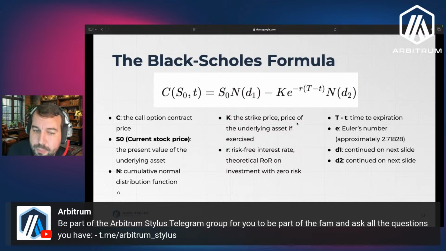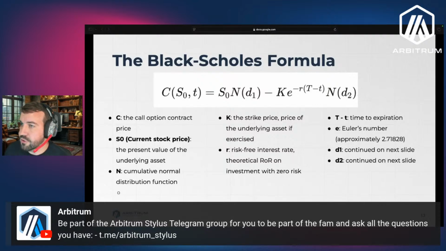K is the strike price, or the price of an underlying asset if exercised. So if the current price of an asset is $100, the strike price might be $105. We've got the option to buy the asset for $105 a year from now, and we're speculating that the asset price will be worth well over $105 one year from now. We're locking in that $105 price because we expect it to maybe double, maybe it'll be 200 a year from now. If we've got the option to buy it at 105 a year from now, we've locked in a big payday.